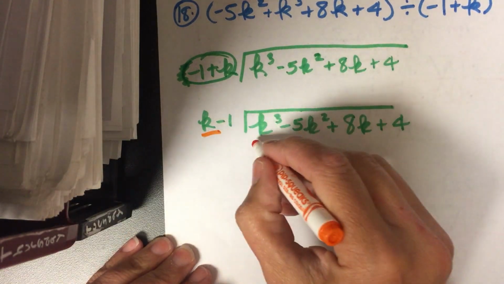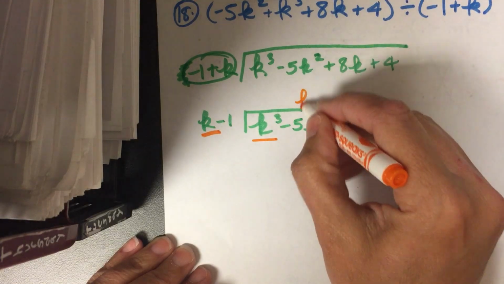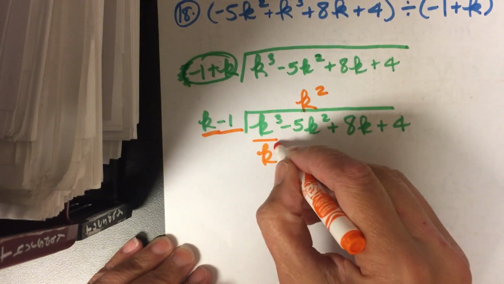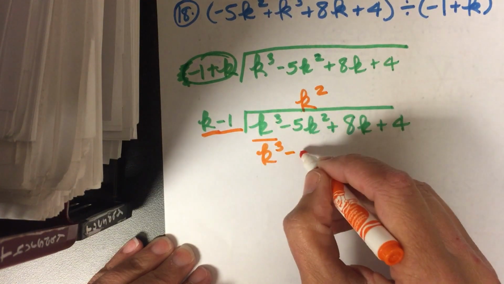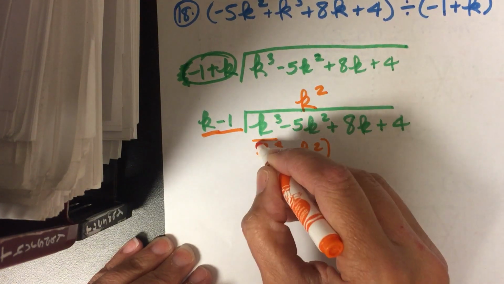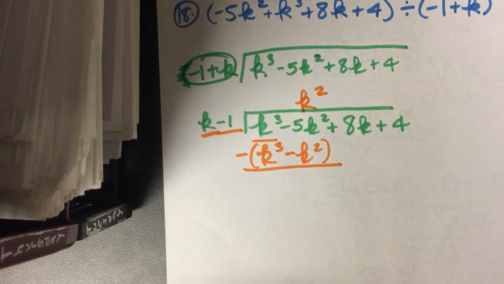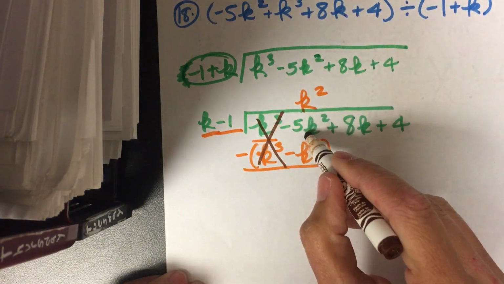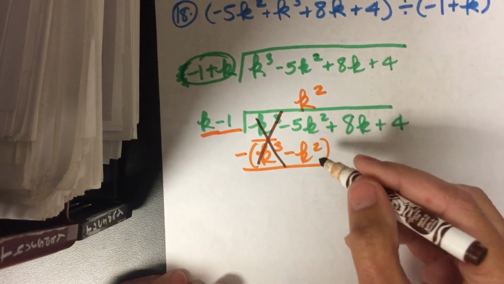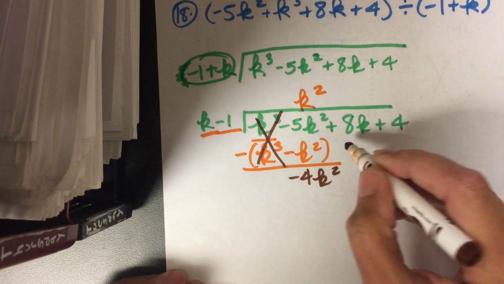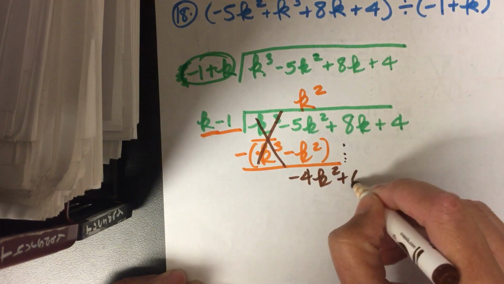So how many times does k go into k cubed? Well, k squared. K squared times k is k cubed. K squared times negative 1 is negative k squared. So I'm going to subtract those. These cancel. I've got negative 5k squared minus negative k squared, which is plus. So I end up getting negative 4k squared plus 8k.